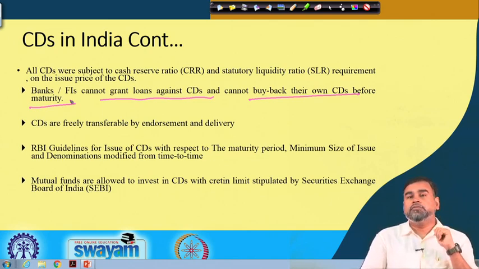Mutual funds are also allowed to invest in CDs within certain limits stipulated by SEBI, because mutual funds are regulated by SEBI. If any mutual fund wants to invest in certificates of deposit, there are prescribed norms and regulations already mentioned by the Securities and Exchange Board of India. Accordingly, mutual funds are allowed to invest in the CDs market in the Indian financial system. So, these are the different features related to the CDs market.